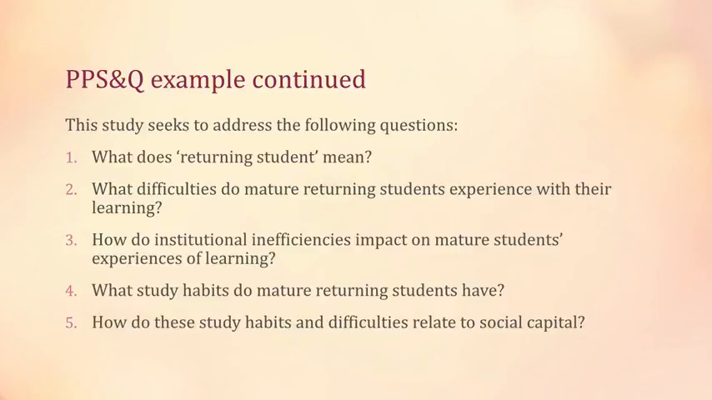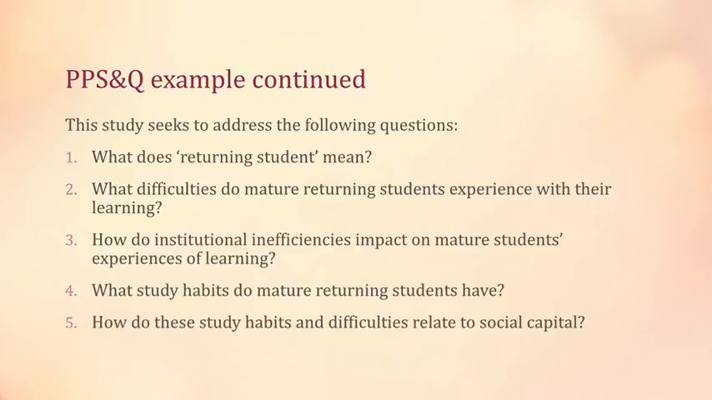How do institutional inefficiencies impact on mature students' experiences? That's the plum pie question. Because this question is not about how students experience learning, study habits, and the difficulties. It really is a conclusion. It's something that would come out of the study. It's a very important question, but it doesn't belong in this apple pie. So if you found that that's the question that really interests you, then you rework the problem and purpose statements around that problem. So the problem would then be about the institutional inefficiencies rather than about the difficulties students experience.